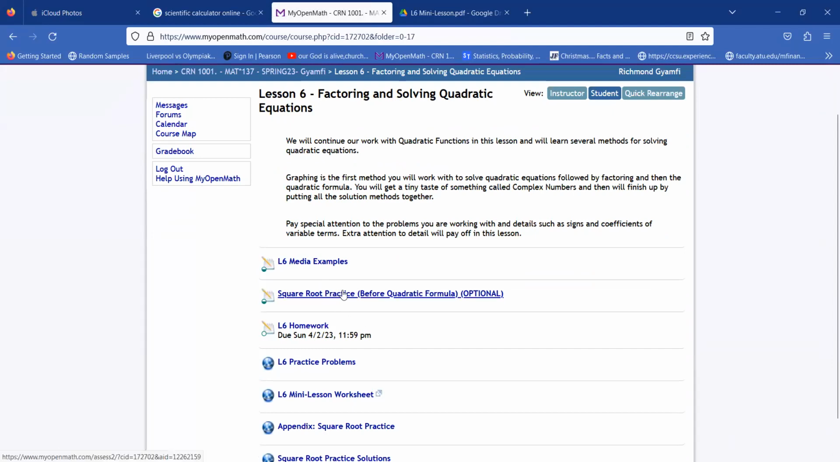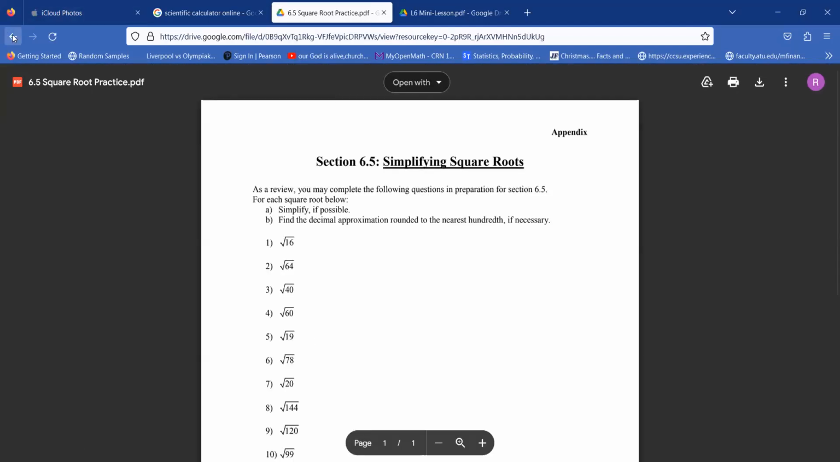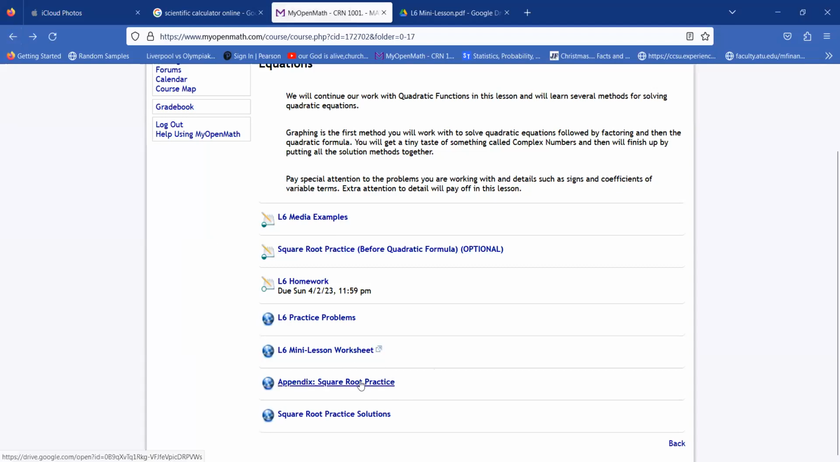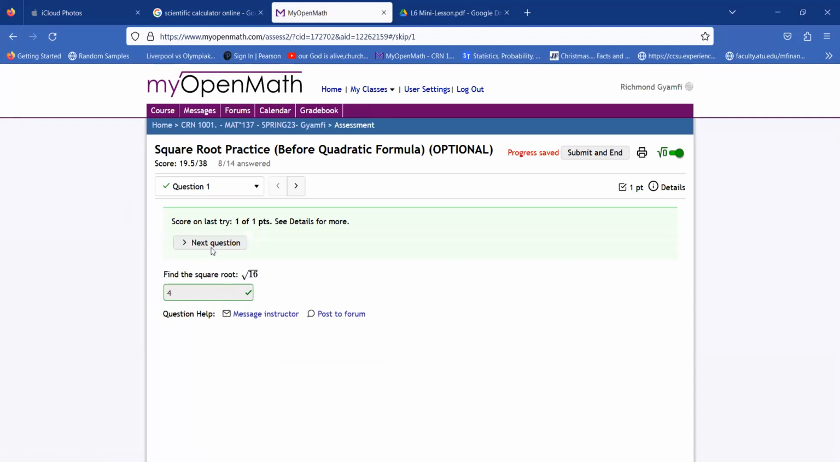Oh yeah, you've got square root practice. And then you've got square root practice again. This is before quadratic formula, and this is another square root practice. So you could always practice with all these. Look at that, you've got a lot here. And then you have that as well. Really? I think I did all of them. Wow, I'm the best student ever. I did all of them. So you could practice that as well.